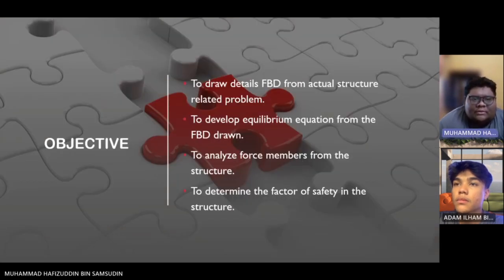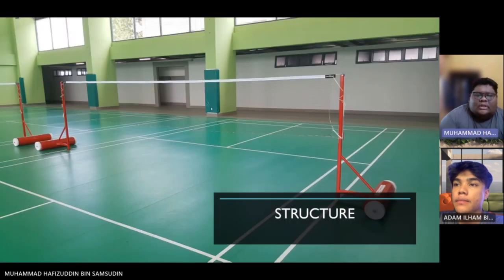Our objective is to draw the detailed FBD from an actual structure related problem. FBD is free body diagram, to develop equilibrium equations from the free body diagram drawn, to analyze force in the member from the structure, and to determine the factor of safety in the structure. For our assignment, we decided to choose the badminton net.